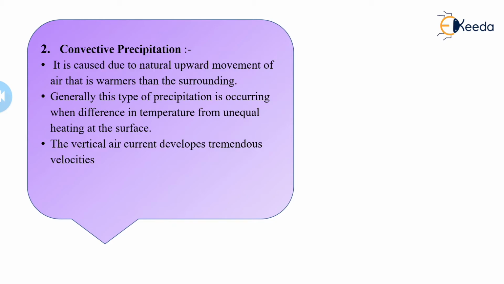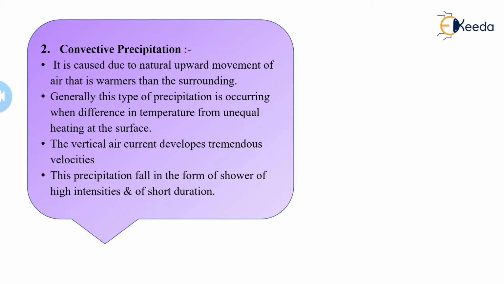This natural uplifting of air masses develops tremendous velocity, and this type of precipitation generally falls in the form of a shower, which has a high density and a short duration.